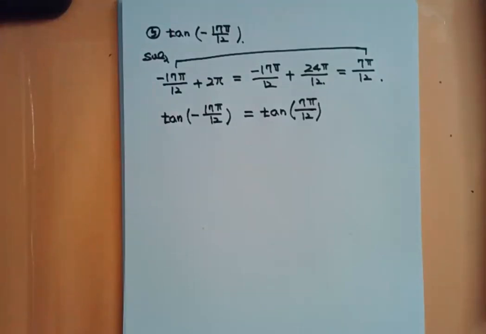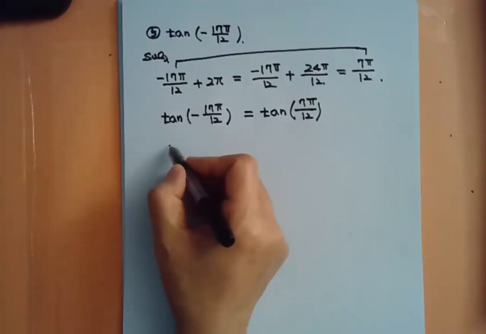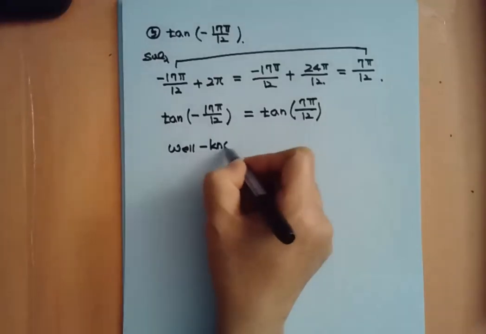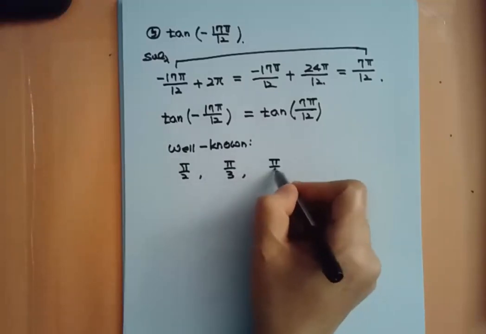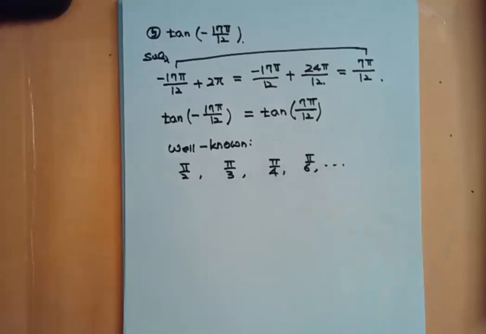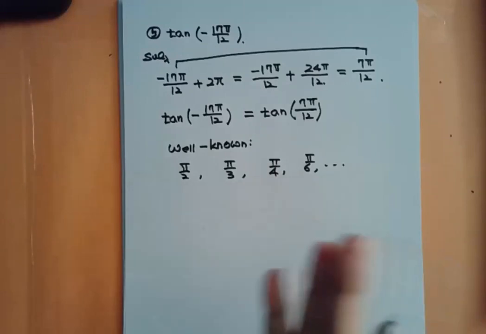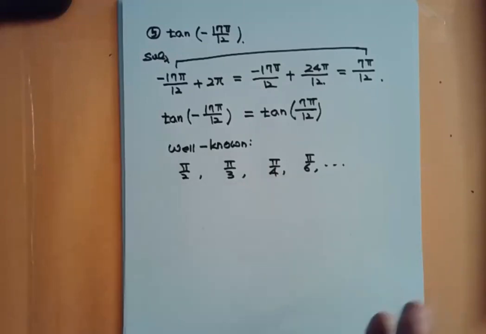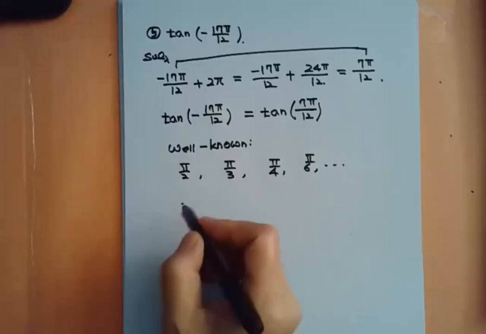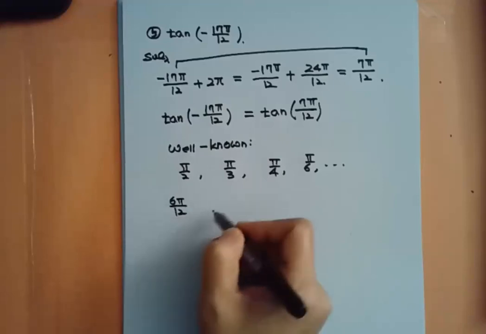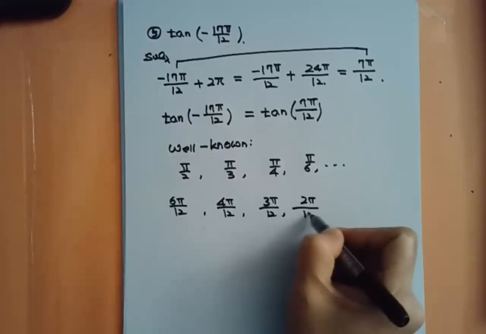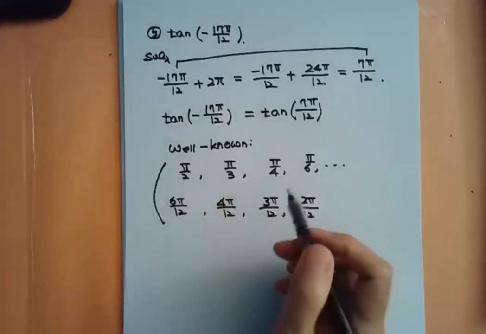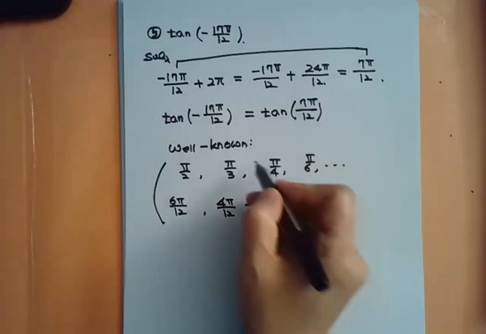So what we will do is combine the well-known angles to get 7 pi over 12. So we will list the well-known angles. Those are pi over 2 and pi over 3 and pi over 4 and pi over 6 and so on. And then I said the denominator is 12, so we will make all the well-known angles with denominator 12. So 6 pi over 12, and then 4 pi over 12, and 3 pi over 12, and 2 pi over 12. So 7 pi over 12 is this one, these must be added.